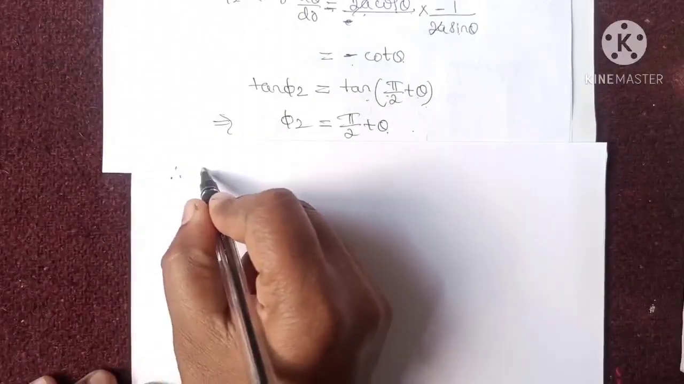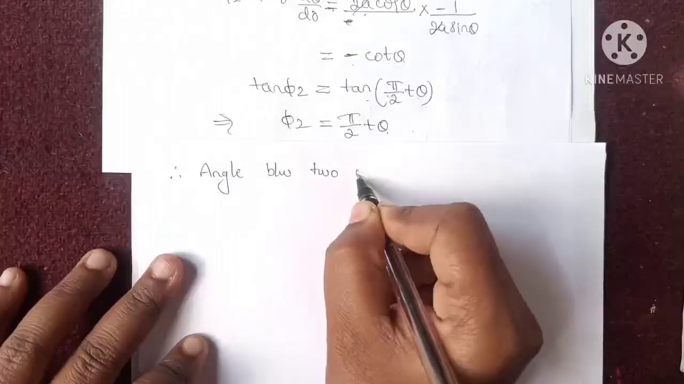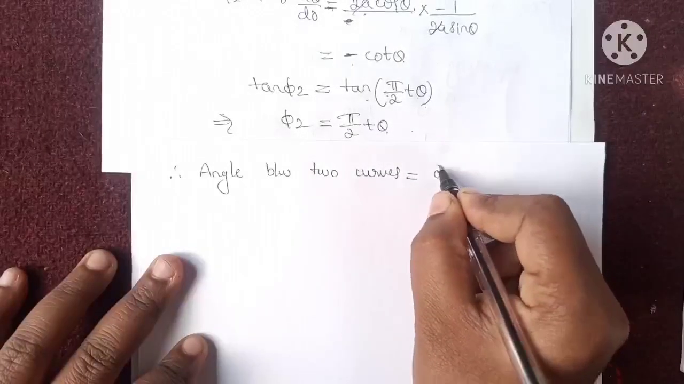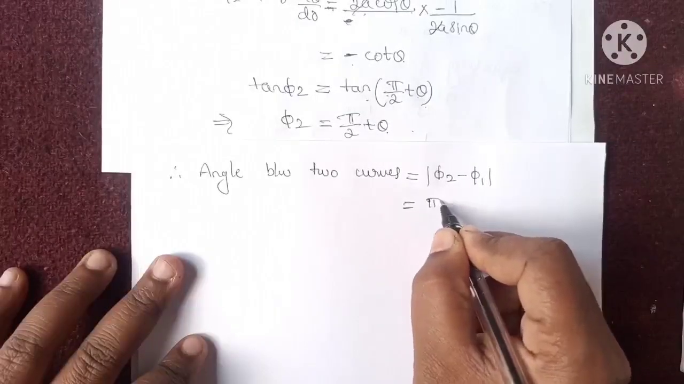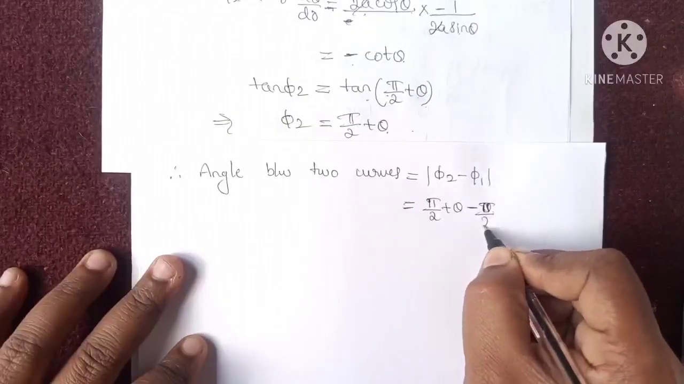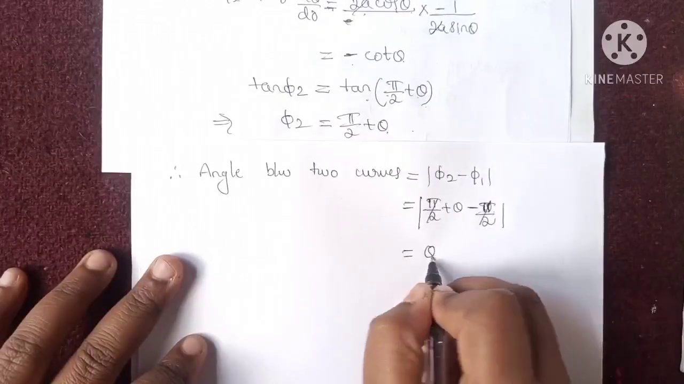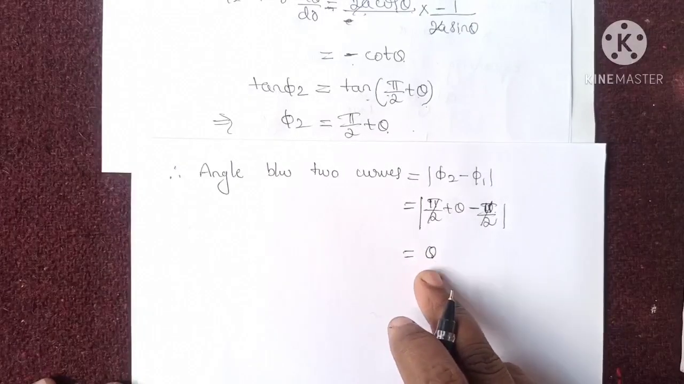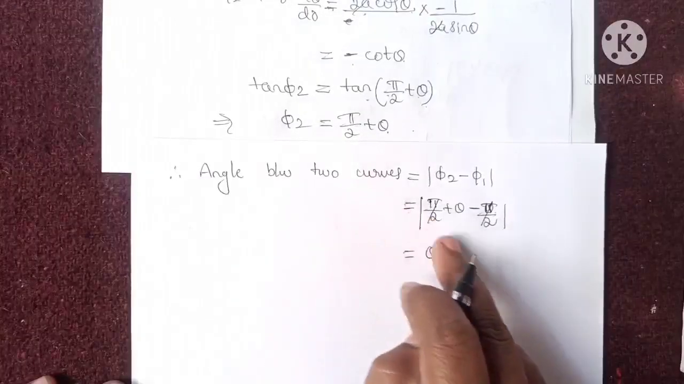Now we find the angle between the two curves. The angle between two curves equals phi 2 minus phi 1, which equals pi by 2 plus theta minus pi by 2. The pi by 2 terms cancel, and we get theta. Again we got the angle in terms of theta. Therefore we have to remove this theta and find the value of the angle between two curves in another form.